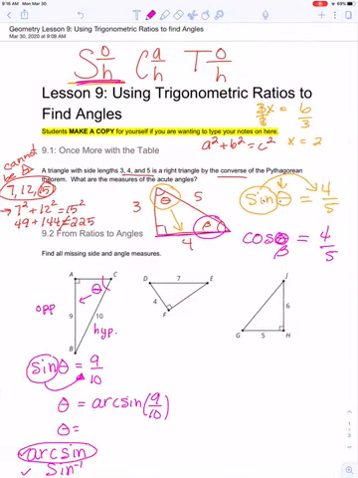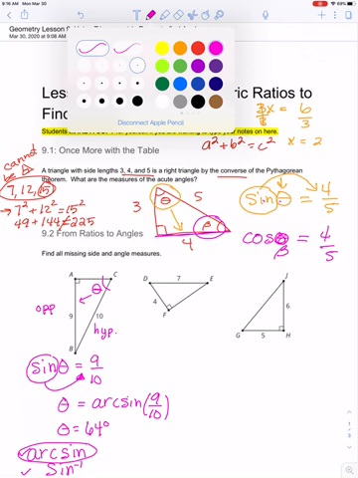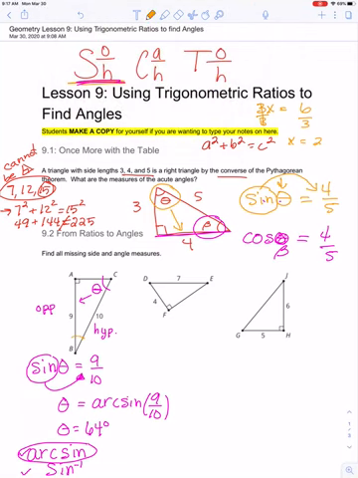Okay, so theta is 64 degrees, which means then the other angle is going to be 90 minus 64. So my other angle is going to be 26 degrees.